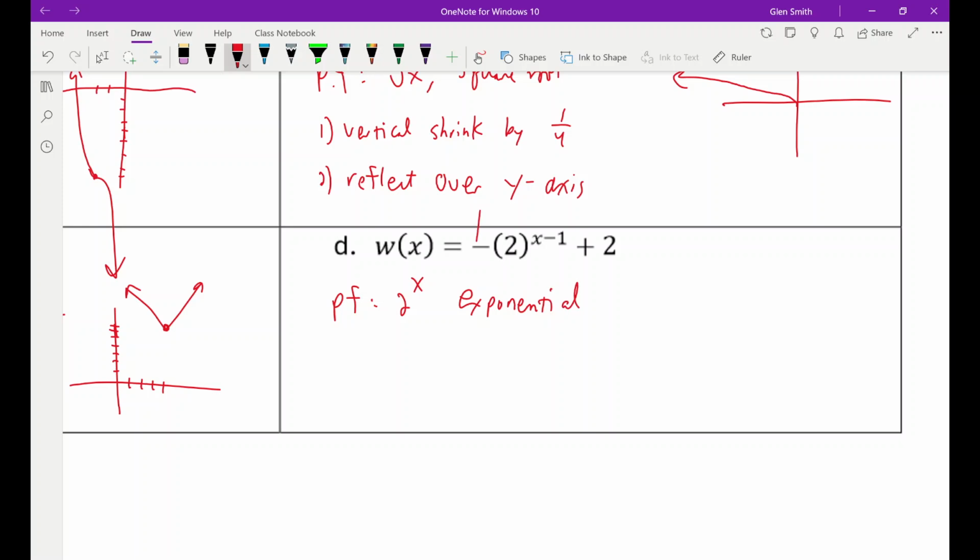Okay, and the negative out front is going to reflect over the x-axis. So reflect over the x-axis. It's going to move it 1 right and 2 up. That's because the minus 1 does 1 to the right, plus 2 does 2 up.